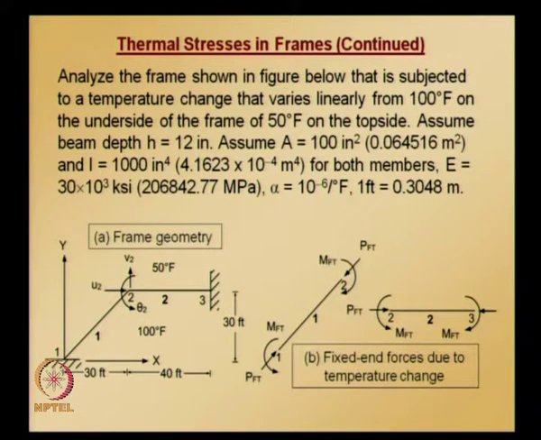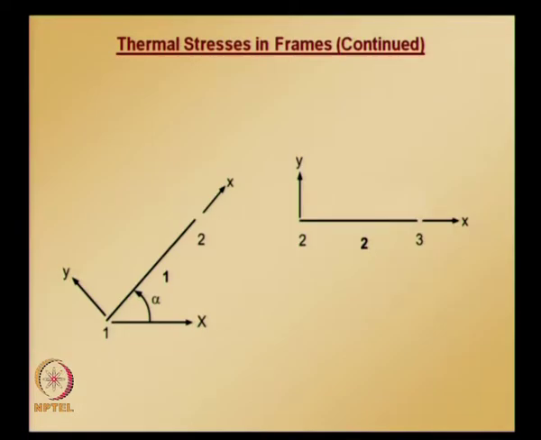So now by choosing arbitrarily element 1 to go from node 1 to node 2, and choosing arbitrarily element 2 to go from node 2 to node 3. Here the local x axis and y axis are shown, and also alpha is the angle between the global x axis and local x axis measured in the counterclockwise direction, that is also shown.